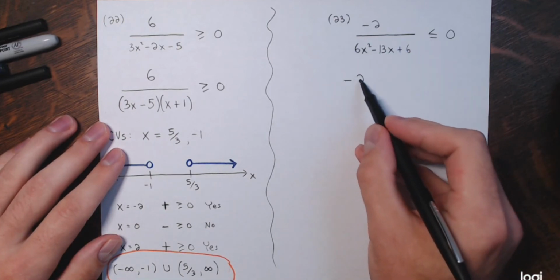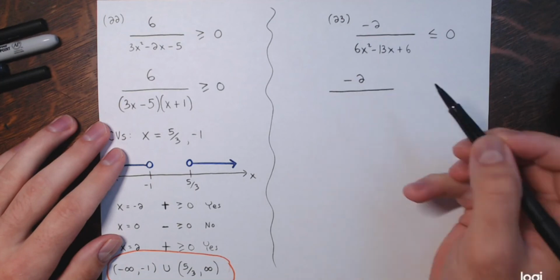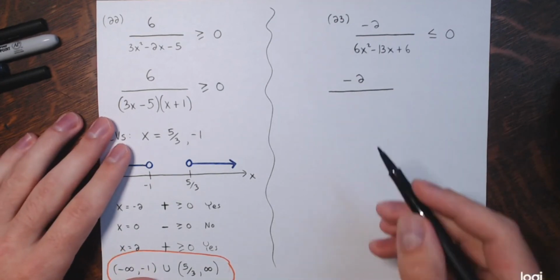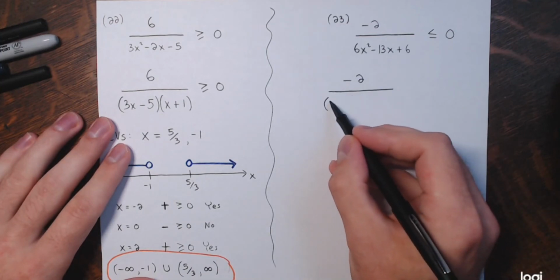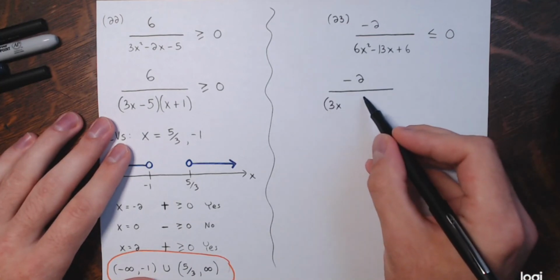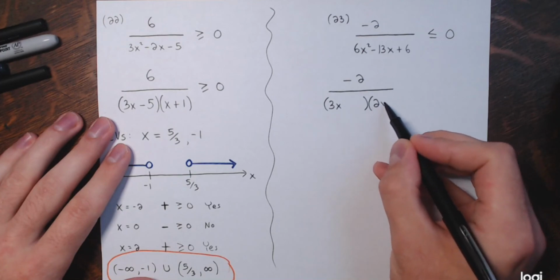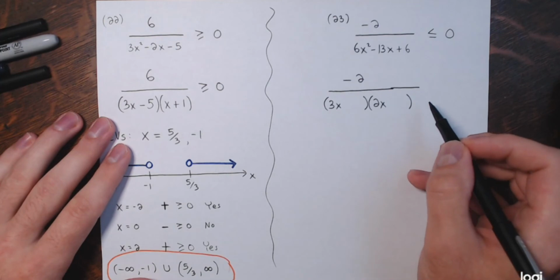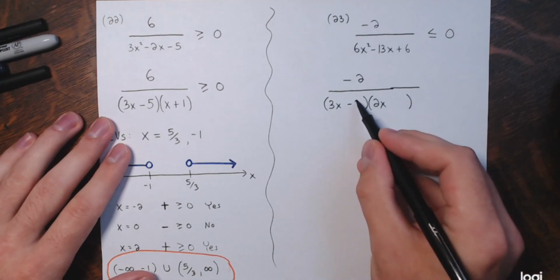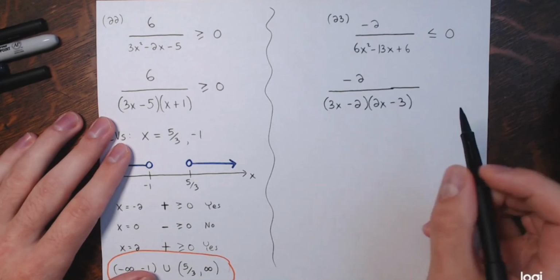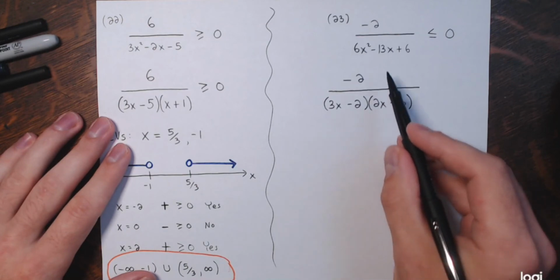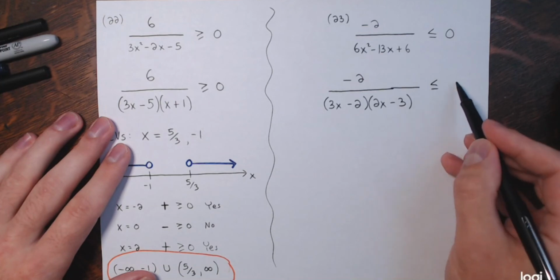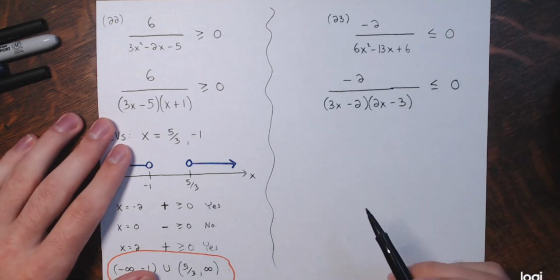You got negative 2 in the numerator. And the denominator, yeah, so this would factor to, you have 3, you could have 6x and x, but I see it as 3x and 2x to make 6x squared. And minus 2 here, minus 3 there, right? There's your minus 9x, minus 4x for the minus 13x, and then positive 6. Right, we still have is less than or equal to 0.